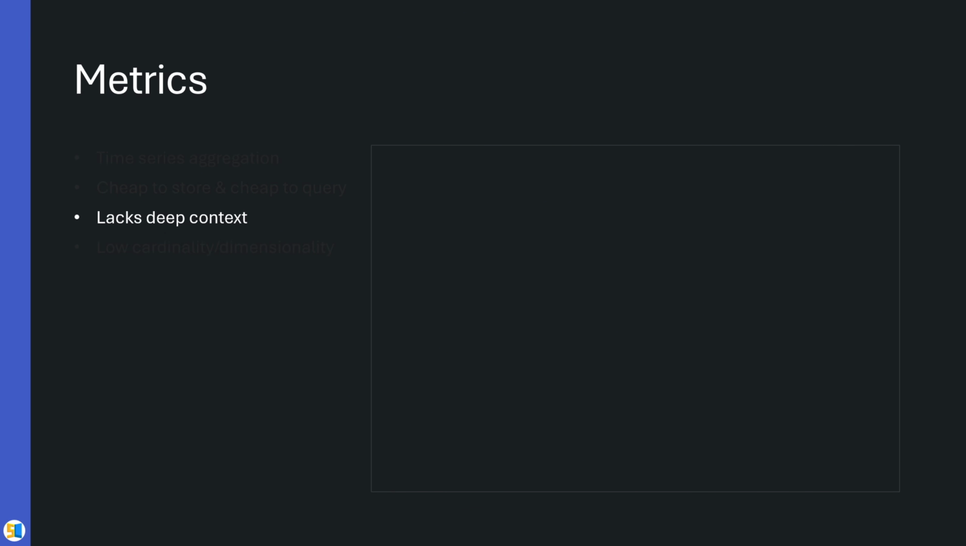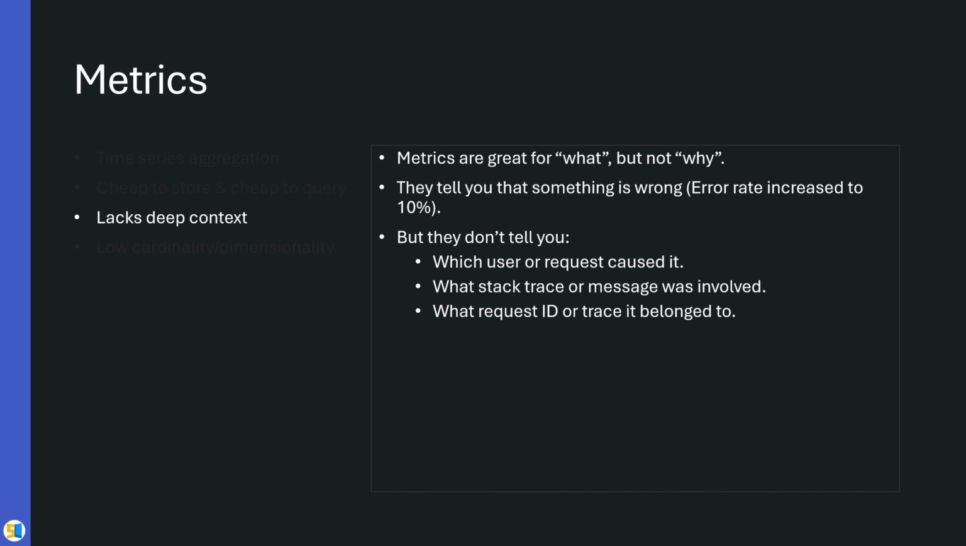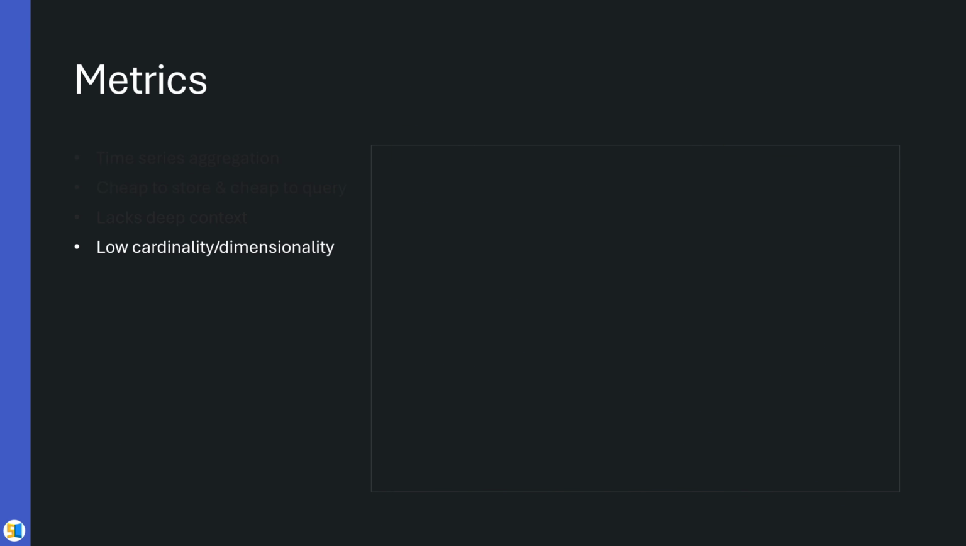But metrics lack deep context. Metrics are great for what, but not why. They tell you that something is wrong, like error rate increased to 10%, but they don't tell you which user or request caused it, what stack trace or message was involved, what request ID or trace it belonged to. So you need other signals to answer those questions.